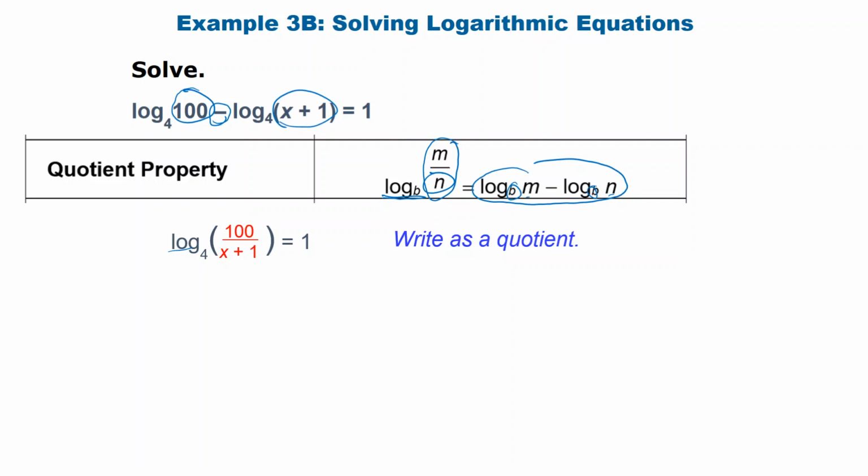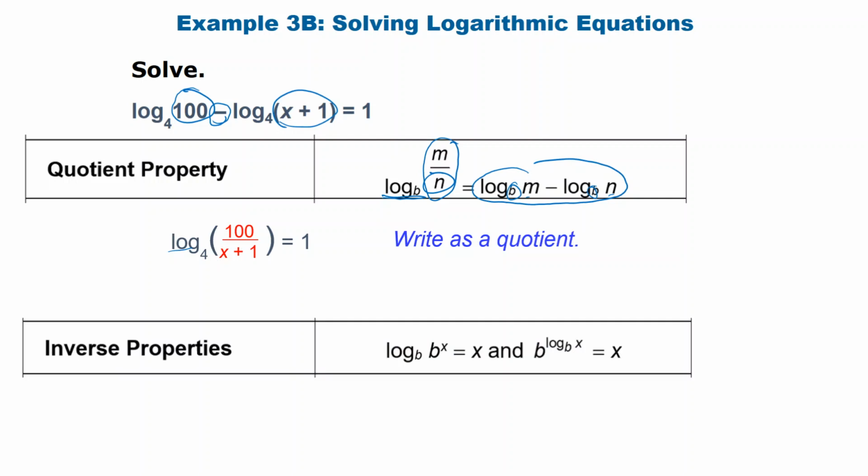equals 1. All right, now, we used it a little while ago, the inverse property. And remember, if we have the same base to the base, then we know that answer could be x. So what if I were to go ahead and make this the base now and just have these be exponents? So now if I have a base with an exponent of log to the same base, that is going to get rid of all of this and just leave me with 100 over x plus 1 equals 4 to the first power.